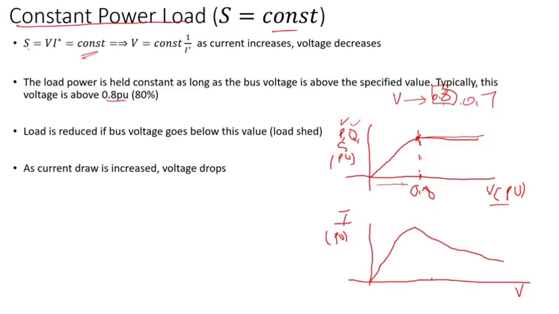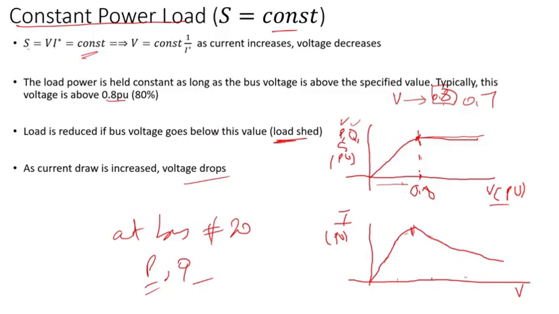You can set it to 0.7, or 0.8, it depends on what you're doing. So load is reduced, load shed, if bus voltage goes below this value. And again, it will report that. It will tell you at bus number, for instance, 20, P, Q, this is what it had to reduce it to in order to solve. As current draw is increased, voltage drops. So again, if you plot current versus voltage, when voltage is low, current is high. Current is not going to decrease until voltage goes above a certain value. So for constant power, this is something important to keep in mind.